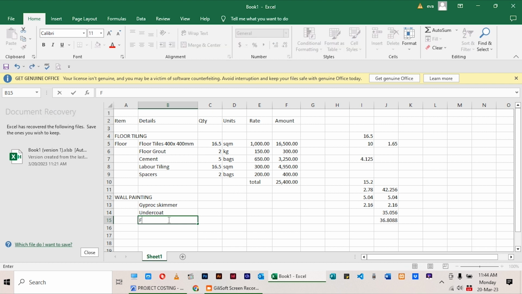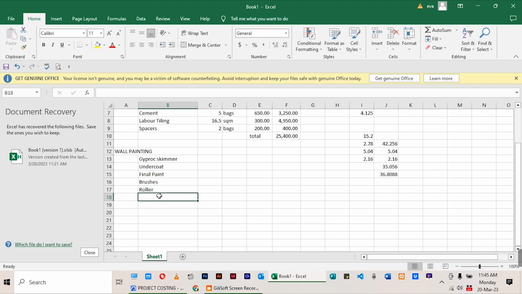You need the undercoat. You need the final paint. You need the brushes, roller. If the space is big, you do use rollers. And then you need sandpaper.